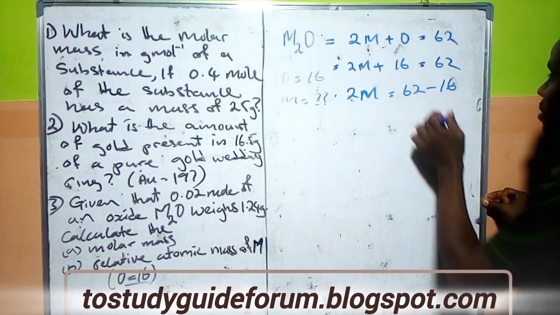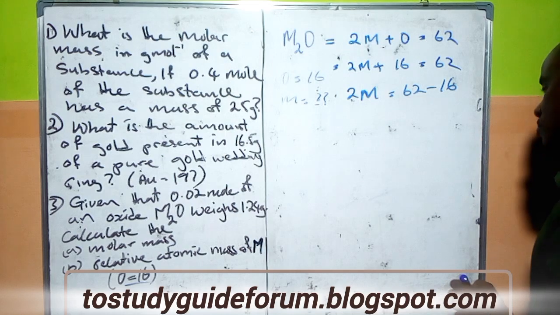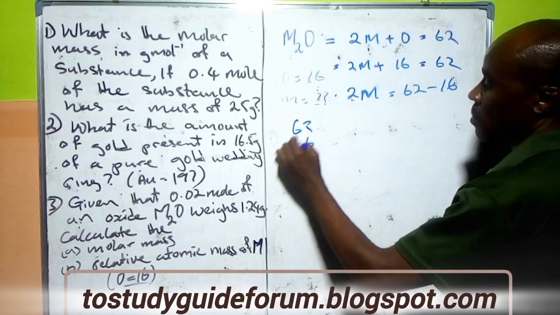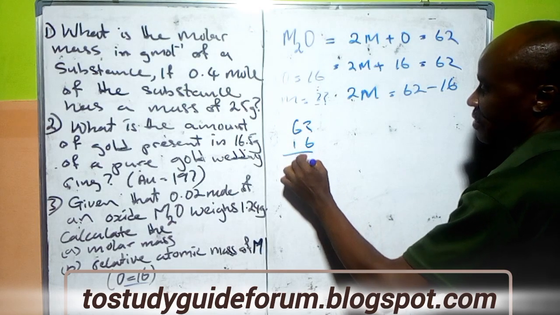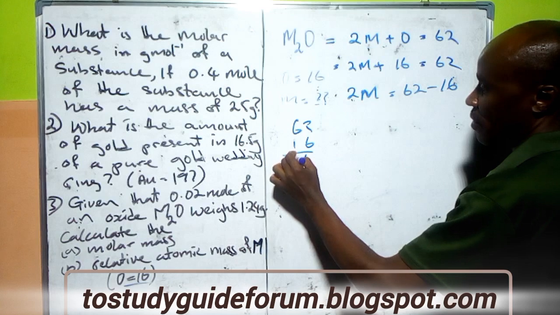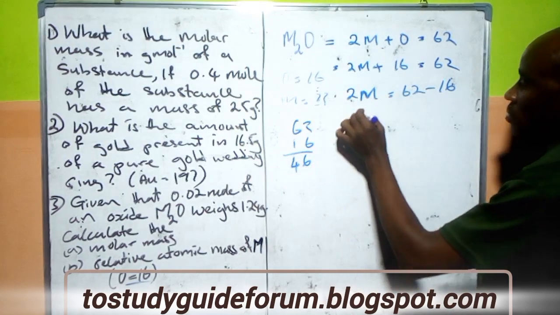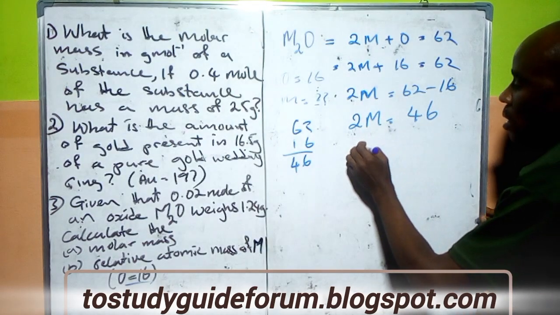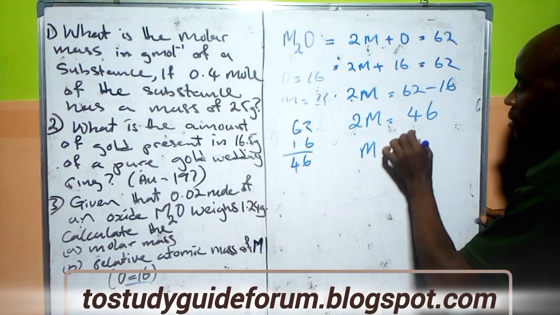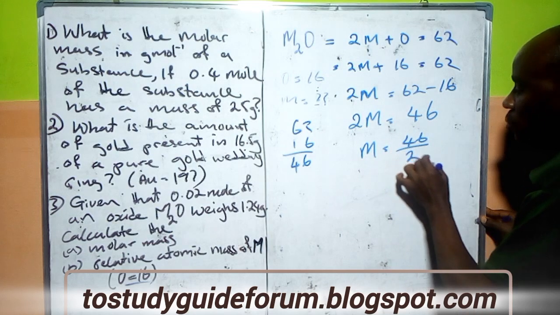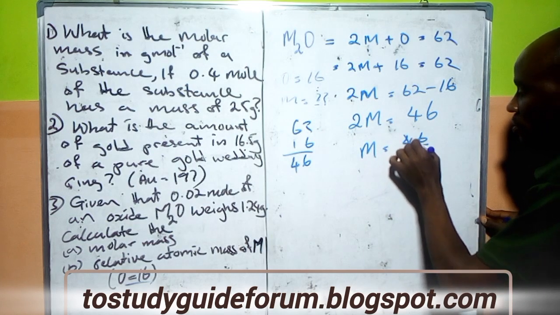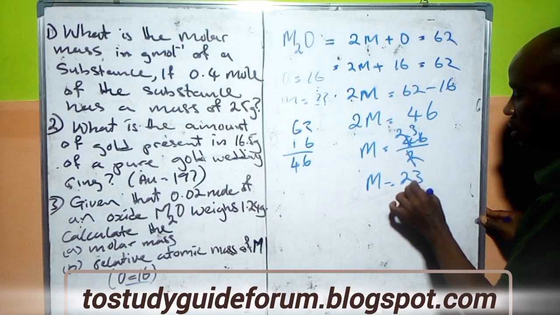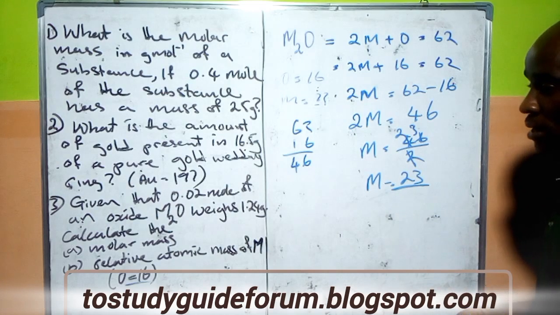2 minus 16. Here we have, this will give us 12. We subtract, we have 6. The other one we minus, this one will be 4 now. So what we have here will be 4. So m will then be 46 divided by 2, that will give us, this will be 2, this will be 3. That means m is equal to 23. That's the relative atomic mass of this.